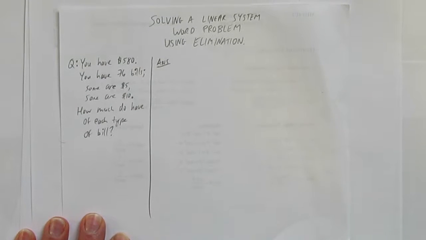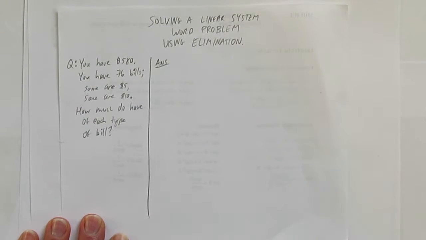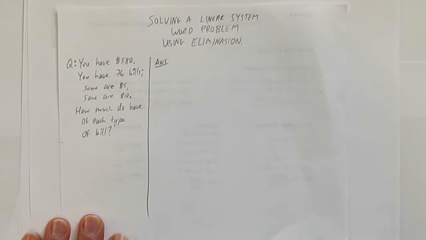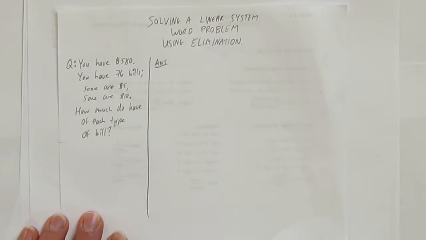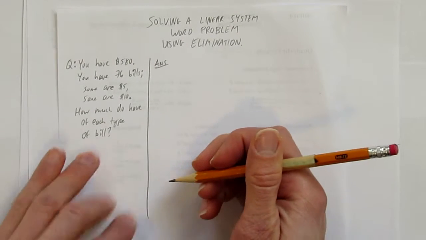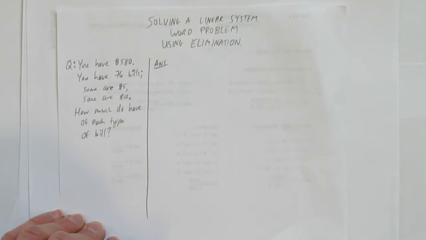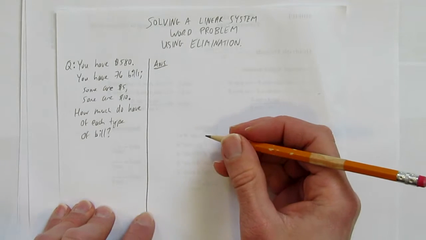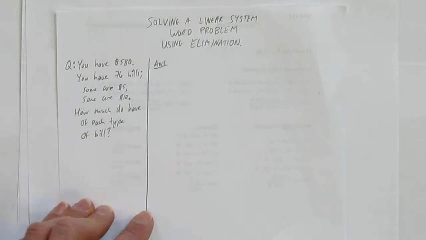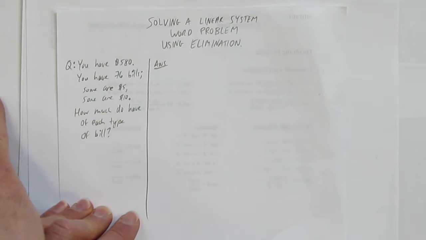In this video, we'll look at solving a linear system word problem using elimination. So I wrote down the word problem very briefly. It says, suppose you have $580 and you have 76 bills. Some of them are $5 bills, some of them are $10 bills. How much do you have of each type of bill? That's the question. Alright, the answer, we're going to set it up with particular steps.